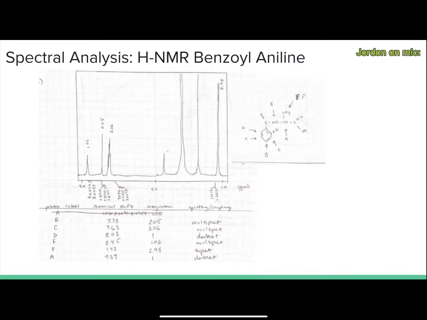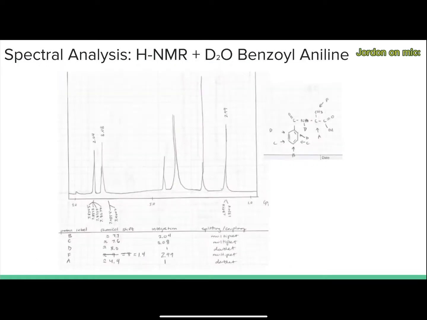carbon C at 134 ppm, carbon D at 127 ppm, carbon E at 128 ppm, carbon F at 17 ppm, carbon G at 54 ppm, and carbon H at 174 ppm. In the proton NMR of benzoyl alanine in deuterium, we begin with proton A at around 4 ppm, integrating for 1, it is a doublet. Proton B at around 7 ppm, integrating for 2, is a multiplet.